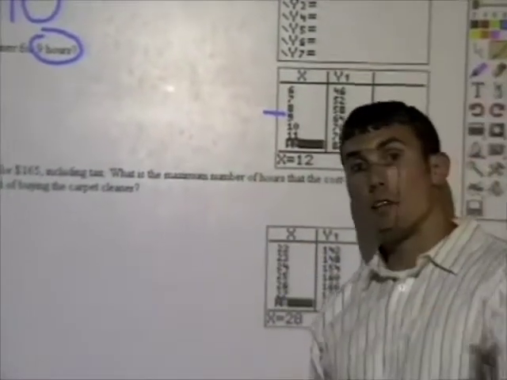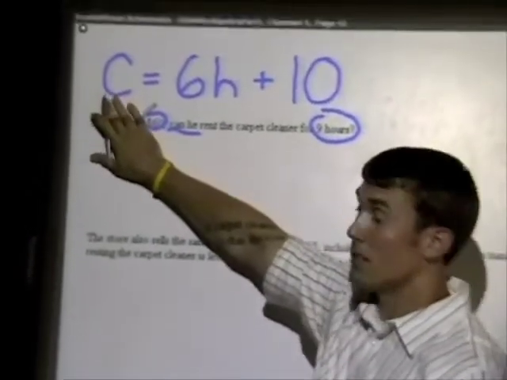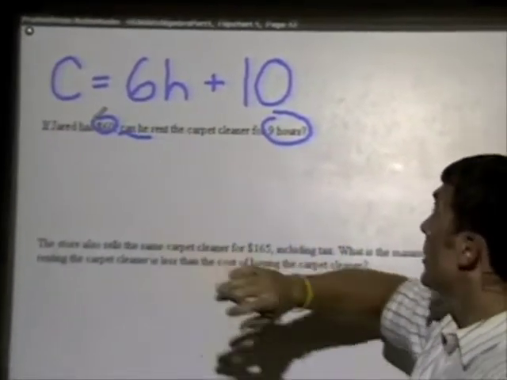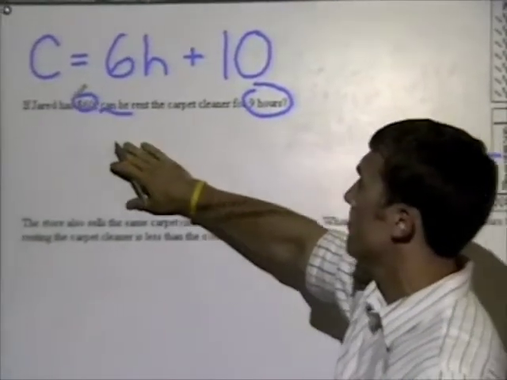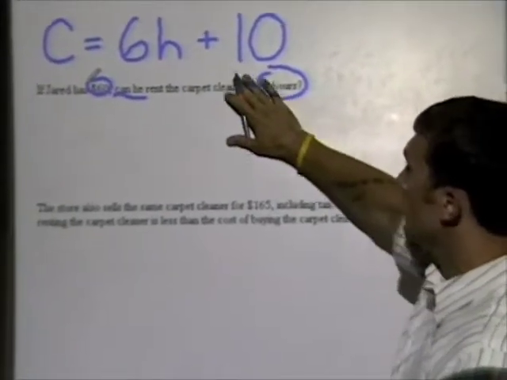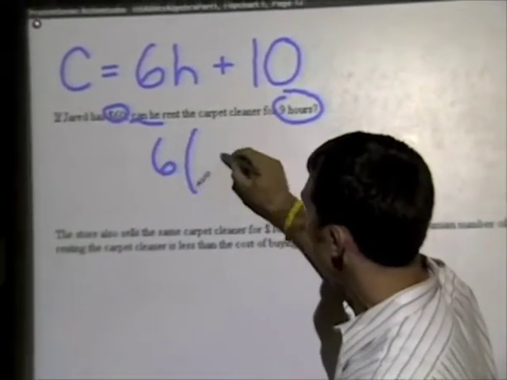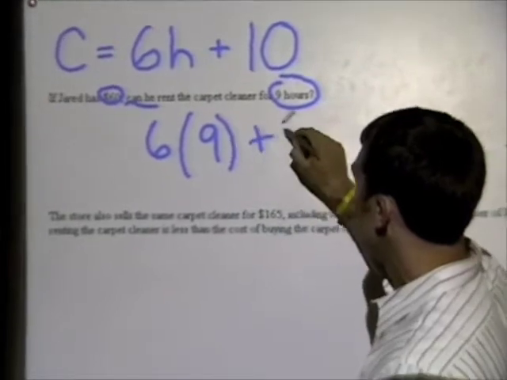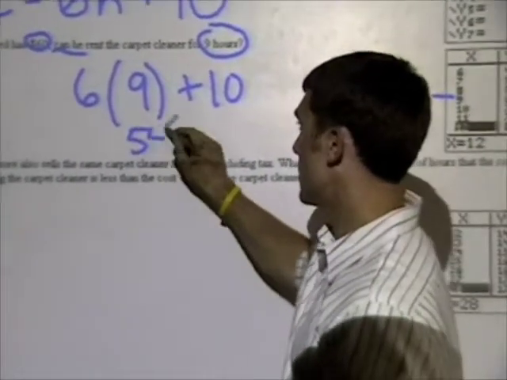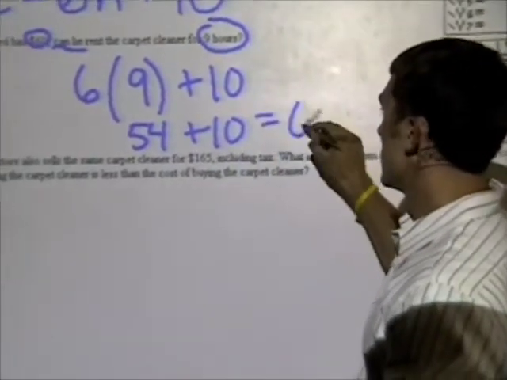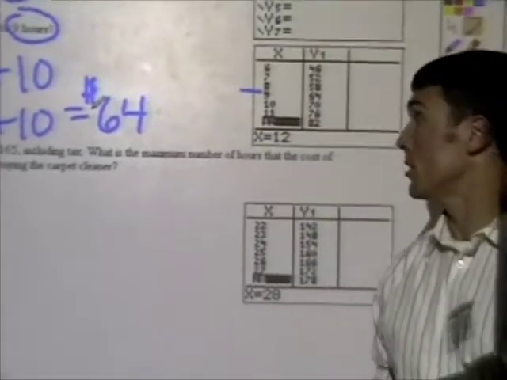But there is a way that you can solve this. 60 is a money amount. That's C. H is, remember, our hours. So, can he rent the carpet cleaner for 9 hours with $60? Well, let's substitute 9 in for the hours and see what we get. So I have 6, replace the H with 9, and add 10. That would be 54 plus 10, $64. No, he cannot rent the carpet cleaner.